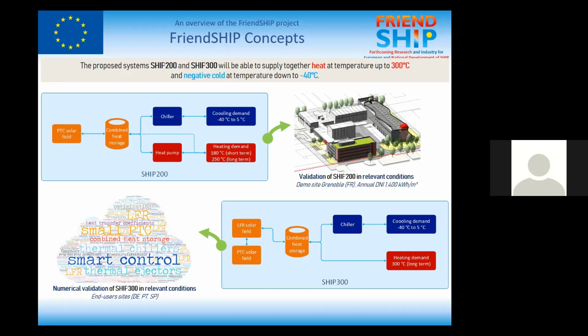The SHIP 200 system will be validated on site in Grenoble, at the CEA site. So you can see that the sun is medium there, and I don't think you would try to put a CSP plant in Grenoble, but a SHIP plant, it's okay. And the second one is SHIP 300, and this system will be numerically validated using the data from our end users and their sites located in Germany, Portugal, and Spain.